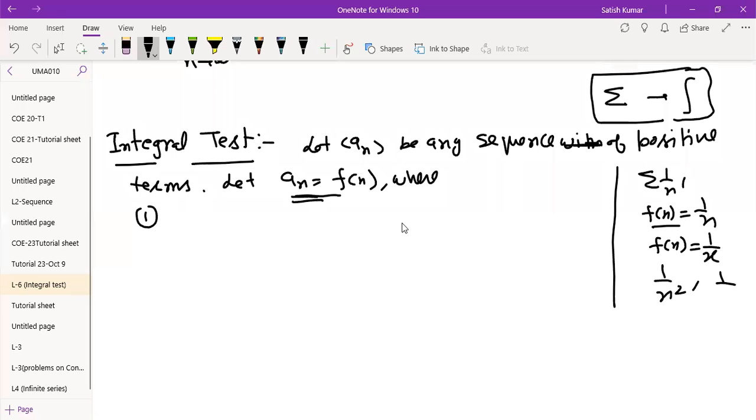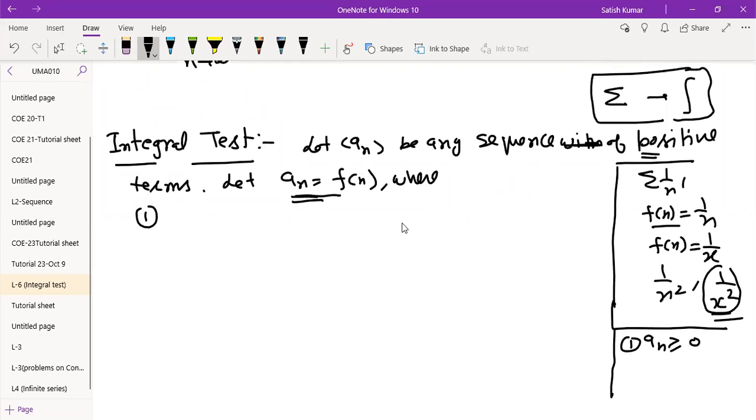The only difference is that 1 by n is just like a discrete function, defined for n equal to 1, 2, 3, and when we call 1 by x or 1 by x square, we can explore it on a continuous range also. So let an be any sequence of positive terms. That means the first constraint is there: an is not any sequence, it is a sequence of positive terms, so an needs to be positive. I am highlighting the constraints here.